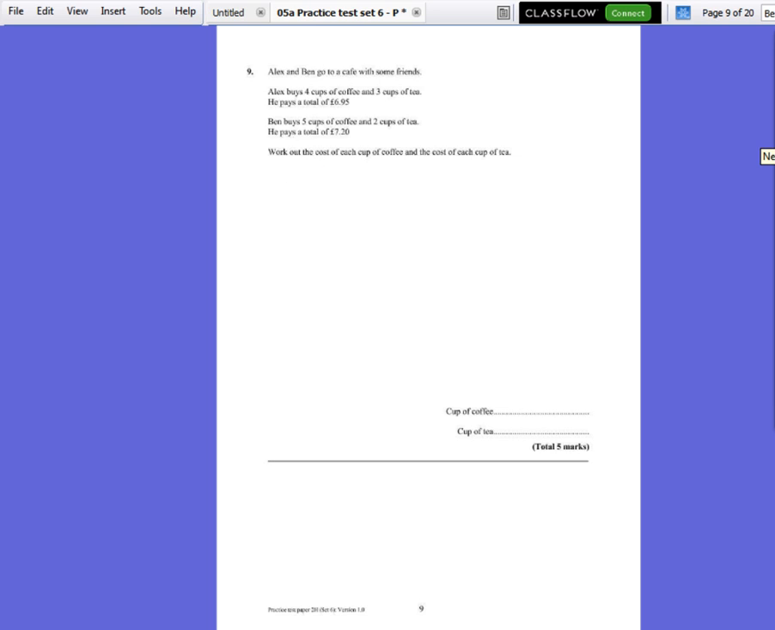Question 9. Alex and Ben go into a cafe with some friends. Alex buys 4 cups of coffee and 3 cups of tea for £6.95. So 4 cups of coffee and 3 cups of tea for £6.95. And Ben buys 5 cups of coffee and 2 cups of tea for £7.20.